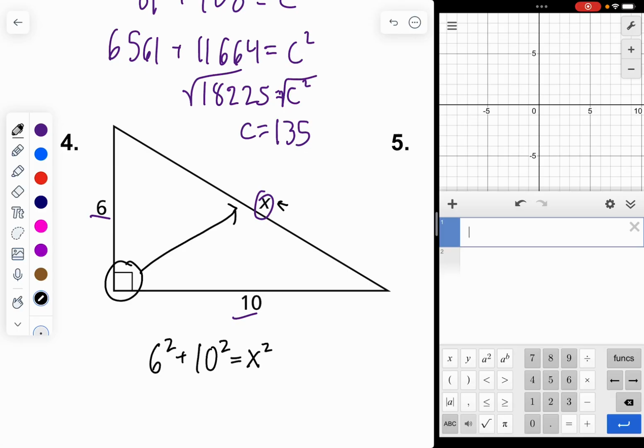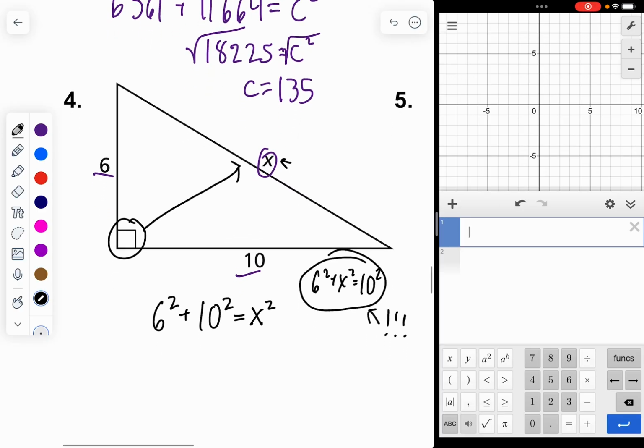A lot of times when you go wrong with these questions, you're placing the hypotenuse in the wrong spot. Because this isn't 6 squared plus x squared equals 10 squared. It's 6 squared plus 10 squared equals x squared. A lot of mistakes happen right over here with the Pythagorean theorem, so watch out. Make sure you know which one's your hypotenuse so you can place it in the right spot in the Pythagorean theorem. So 6 squared is 36.